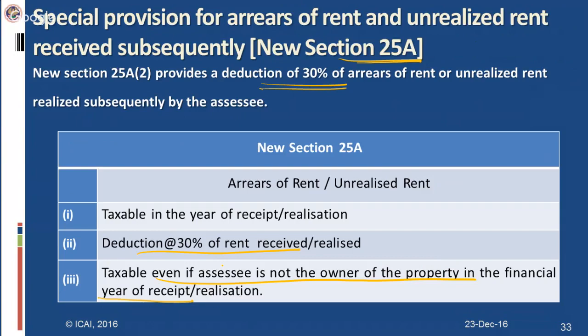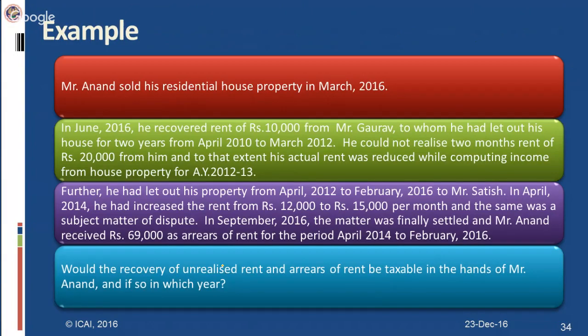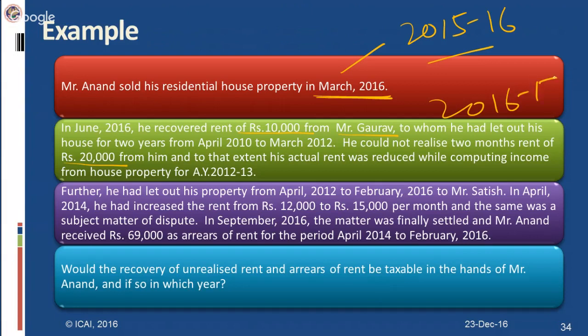Let's take an example here. In this example, Mr. Anand sold his residential house property in March 2016. This is previous year 2015-16, right? In the previous year 16-17, he had recovered rupee 10,000 out of rupee 20,000 from Mr. Gaurav, to whom he had let out his house for 2 years, from April 2010 to March 2012. So this year, in the previous year 16-17, he is recovering rupee 10,000 from Mr. Gaurav as unrealized rent.